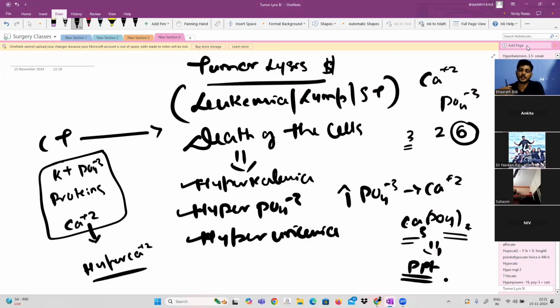So because phosphate is a trivalent ion, it needs more calcium than what calcium needs phosphate. So that is why more calcium will be used up and more phosphate remains. So it leads to hypocalcemia, not hypophosphatemia. Is this clear? Hello. Yes, sir.